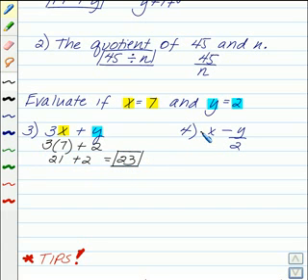Let's try another one. Number 4, x minus y divided by 2. So we're going to substitute in for x and y. So x is 7, y is 2, divided by 2. Finish this one up using the order of operations, then click Continue, and we'll go over it.